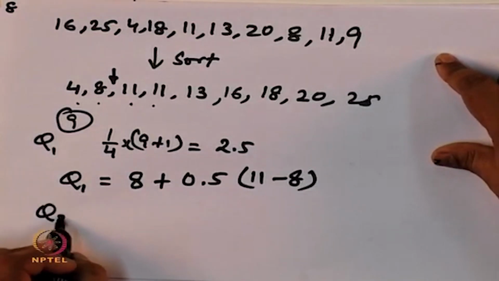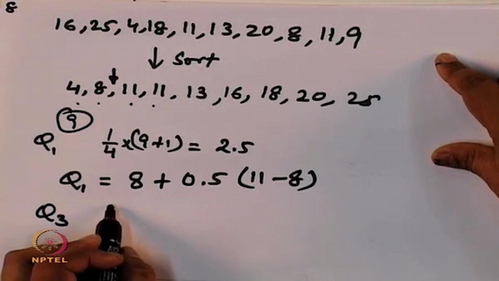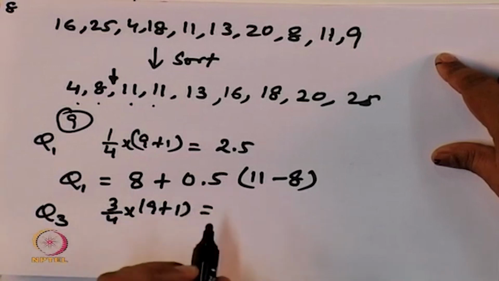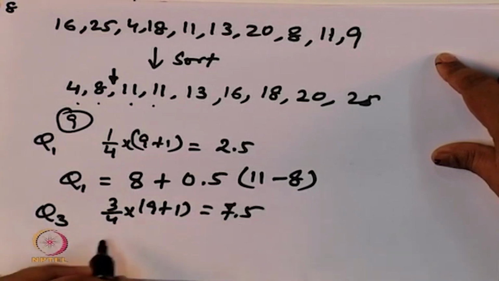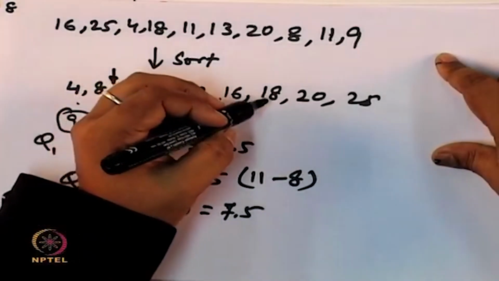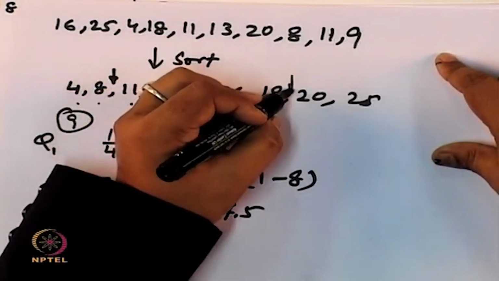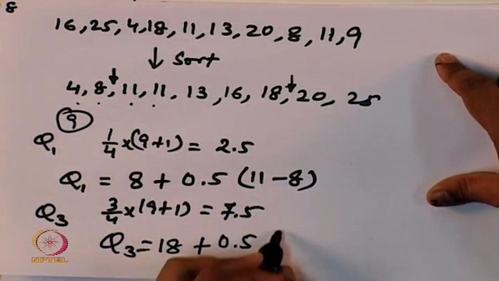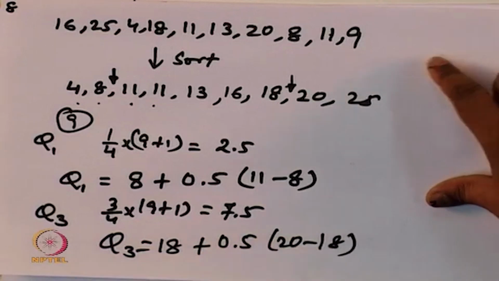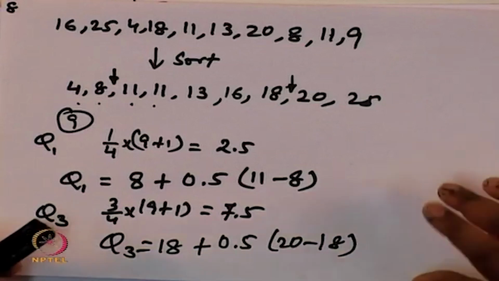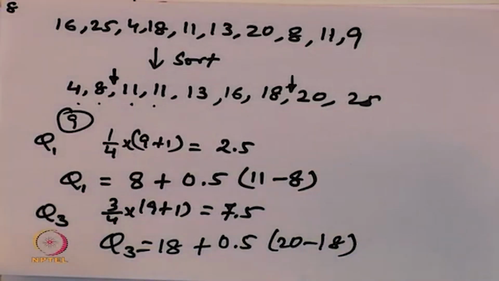For calculating Q3, we need 0.75, so 3/4 times (9 plus 1) is equal to 7.5 position. So what is the 7th position? 1, 2, 3, 4, 5, 6, 7. So 7.5 is your Q3, and it is going to be 18 plus 0.5 times (20 minus 18). This is how you will calculate Q1 and Q3. Q2 is nothing but your median.